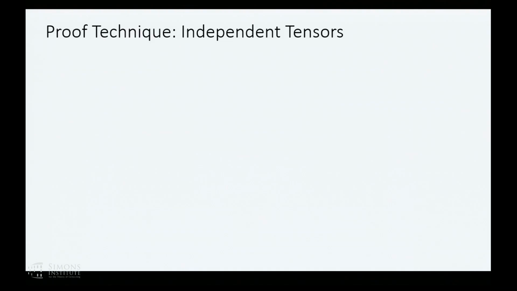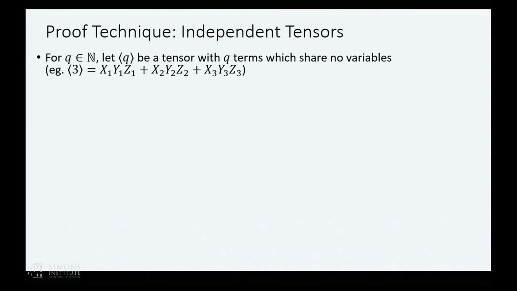Okay, so our proof technique is to go through something called an independent tensor or a diagonal tensor. So this is just the qth diagonal tensor. It's written with these triangle braces q. It is just a tensor with q terms that share no variables with each other. So it's like the analog of the identity matrix. And we're going to be really interested in degenerations from tensors to independent tensors. So for a tensor b, I'll let I of b be the biggest number q, such that there's a degeneration from b to an independent tensor of size q.